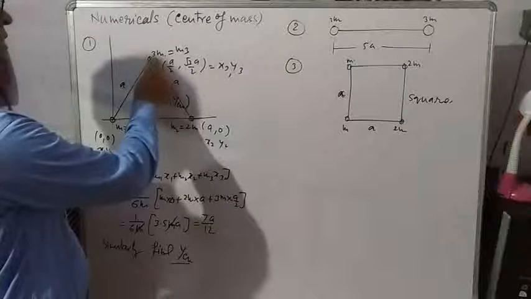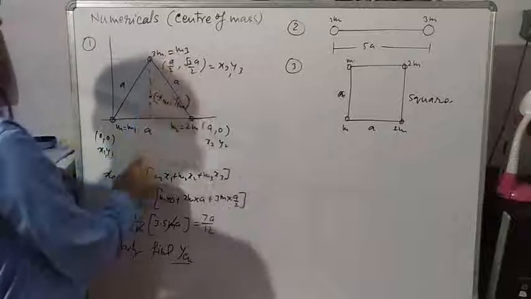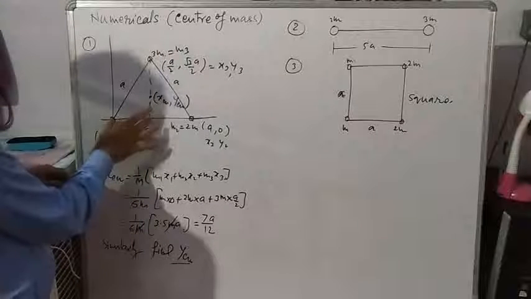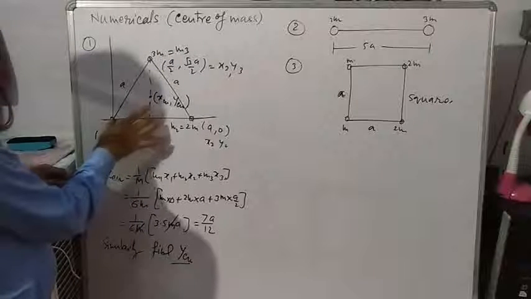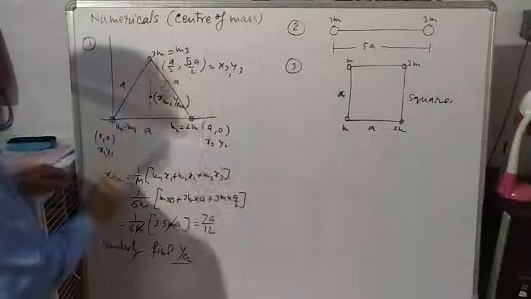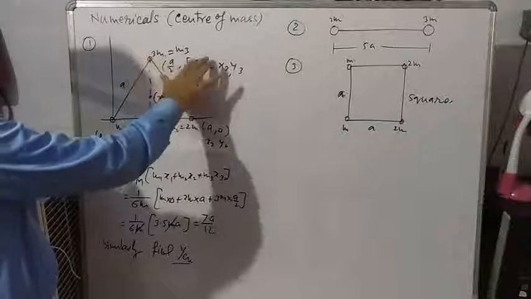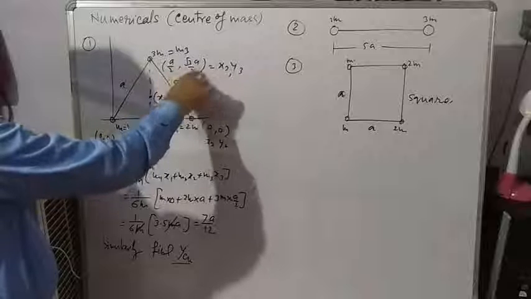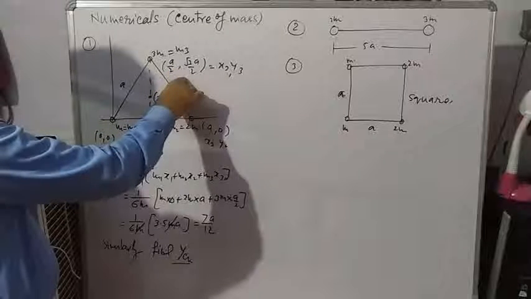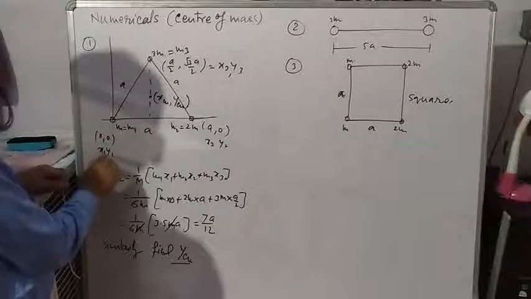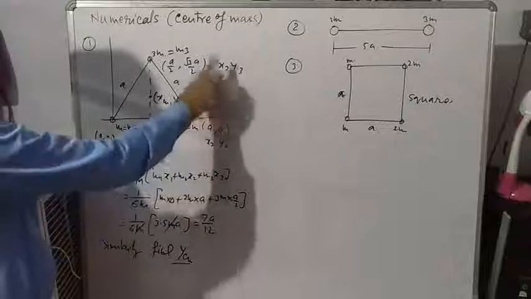This mass 3m is m3. This side is a by 2, so the x coordinate is a by 2, and the median of the equilateral triangle is root 3 a by 2, so the y coordinate is root 3 a by 2. So we have the values of x1 y1, x2 y2, x3 y3.